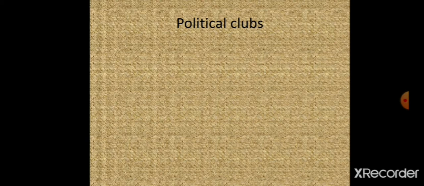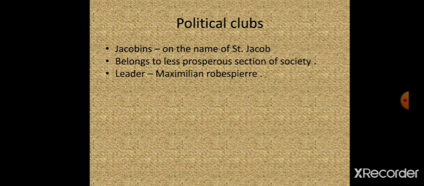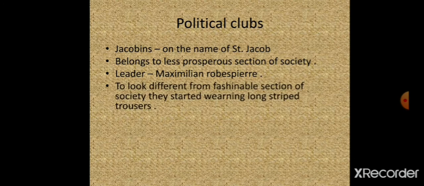And in this process, they made some political groups, political clubs. One such group was the Jacobins. It was the most famous political club in France at that particular time. The Jacobin name came from Saint Jacob in Paris. These groups belonged to the less prosperous section of society, and its leader was Maximilian Robespierre. They wanted to look different from the richer section of society, so they started wearing long striped trousers to be different from those people.